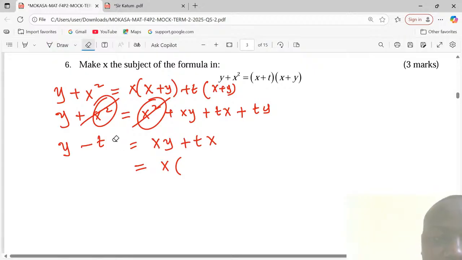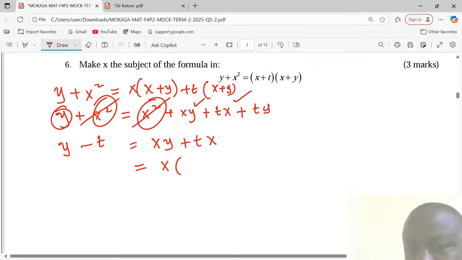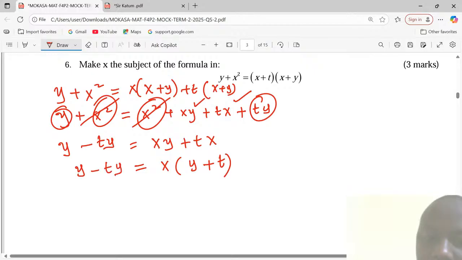Let me show you how the grouping is happening. We have y, it's already there. And then we had just said that the parts with x, which is xy and tx, remain on the right-hand side. Then ty should also go to this side. So y plus t, then here y minus ty.